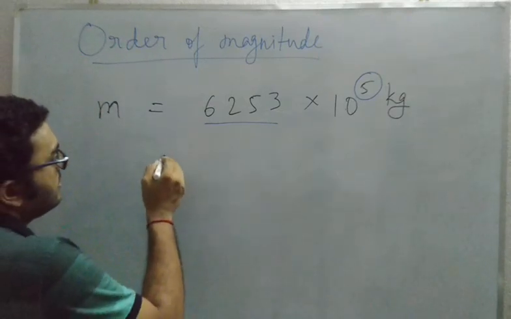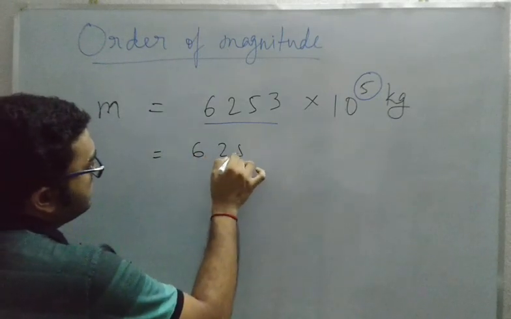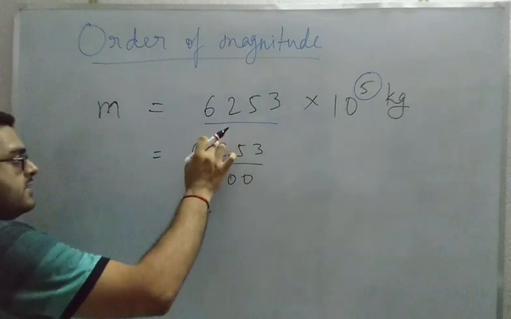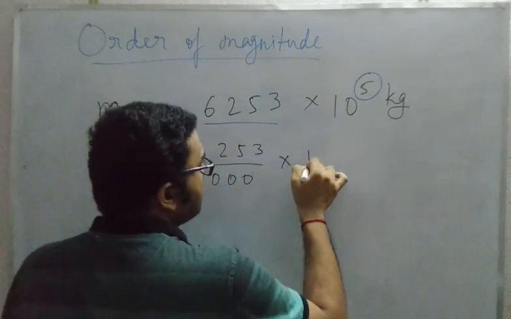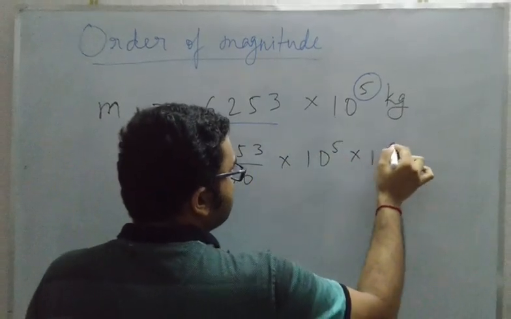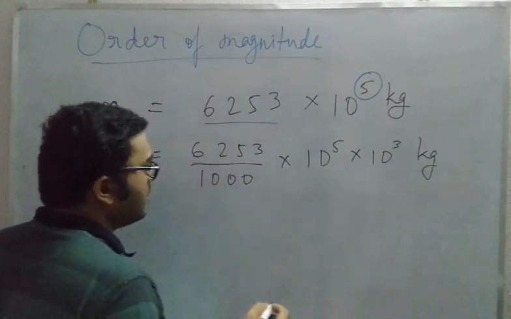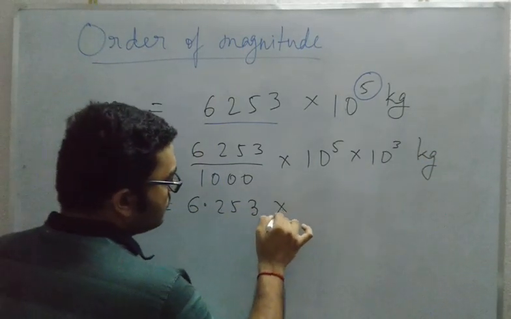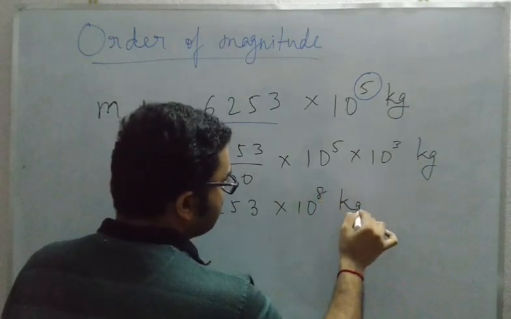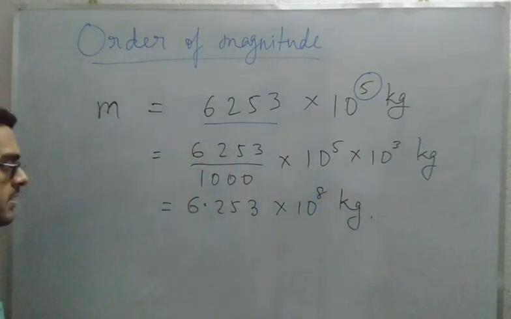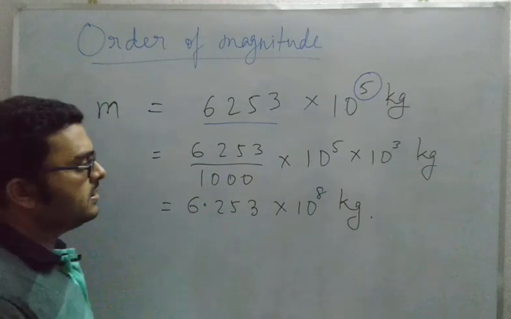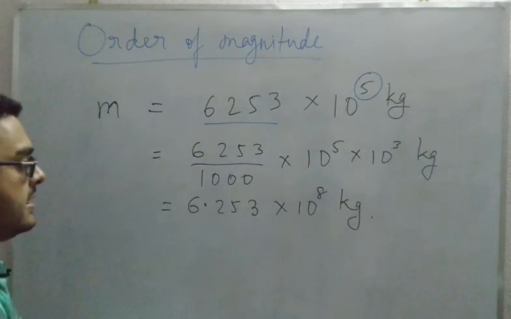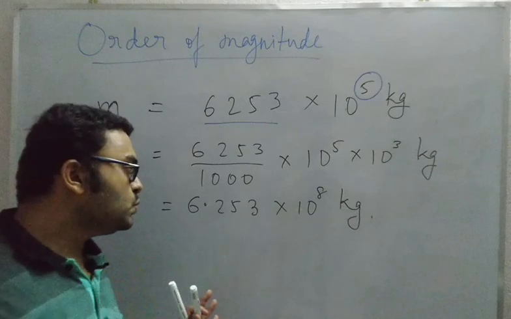I can just divide this number 6253 by 10 to the power 3, that is 1000, so that the point comes to this place. Okay, and here I have to multiply another 10 to the power 3 kg. So this value becomes 6.253 into 10 to the power 8 kg. Okay, is it clear? Fine, good. Now you have expressed the physical quantity in that form, n into 10 to the power m, where n is a value between 1 to 9.